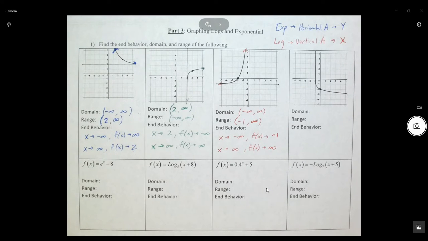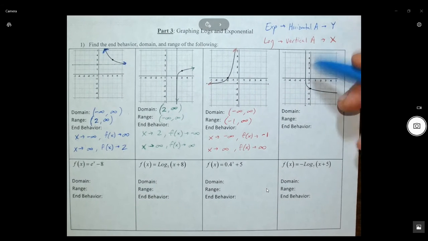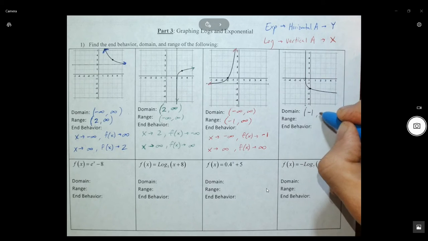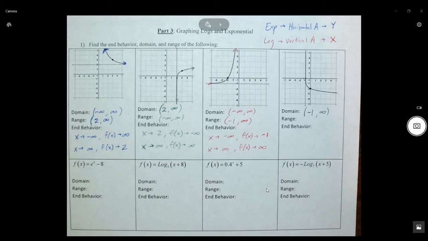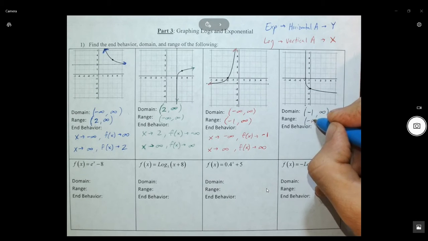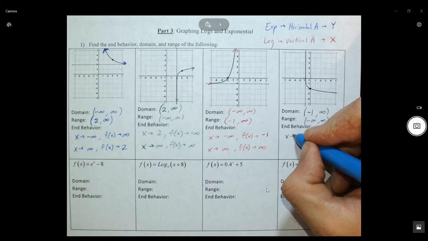All right, finally for the last one, another log, because I have a vertical asymptote. Okay, domain is going to have a left wall again at -1 right here. We're just going to go forever to the right. Positive infinity. Range is not going to be stopped. I can go down forever and up forever. End behavior.